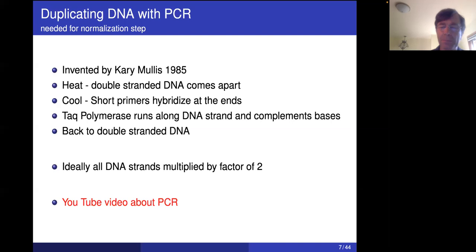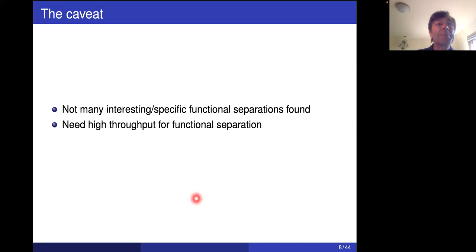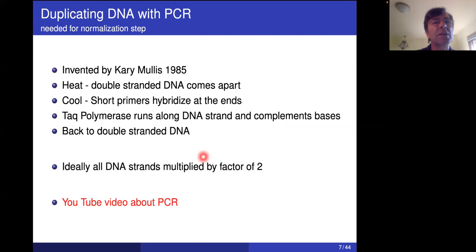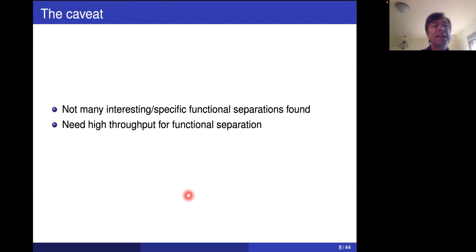Okay, so the problem with in vitro selection, which was done for a long time in the 70s and 80s, no, actually not. It was done as soon as PCR was invented, so 85, so after that. But the problem is there are not many interesting functional separations that can be found. What you'd want is an enzyme, or something that breaks down plastic. So you need a functional separation between good and bad RNA.